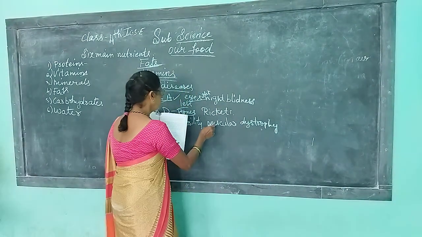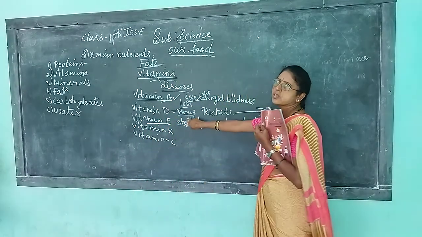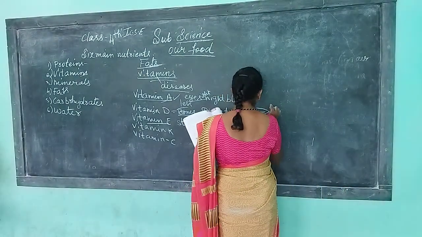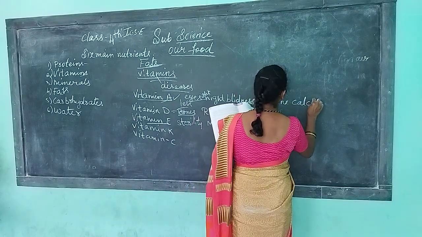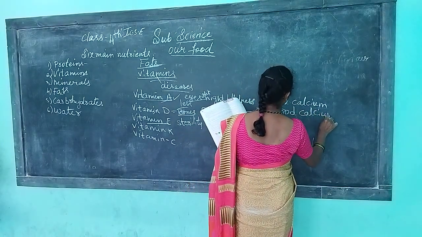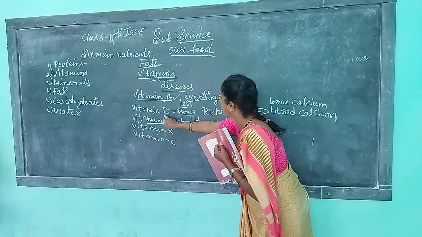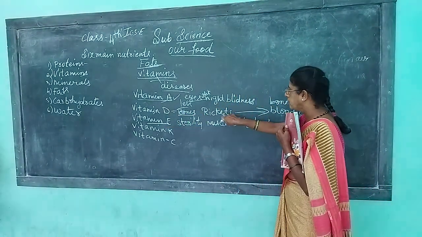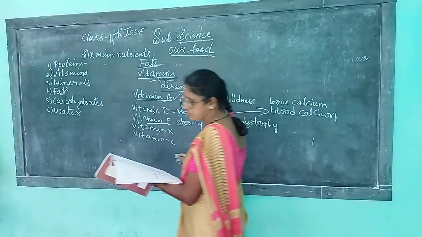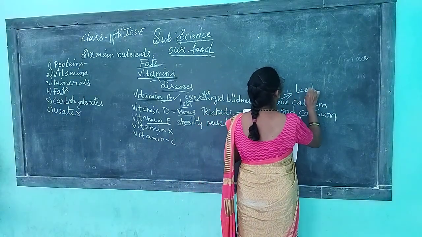So this effect helps. Vitamin D is helpful for bones and it prevents rickets, and it helps for bone calcium and blood calcium. Next is, and it helps in the development of teeth also.